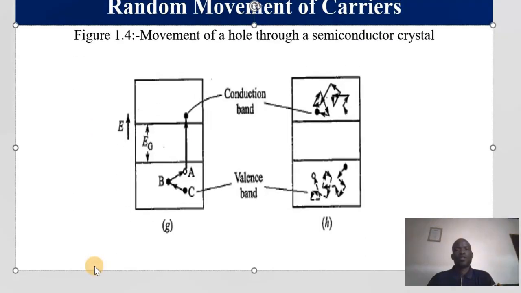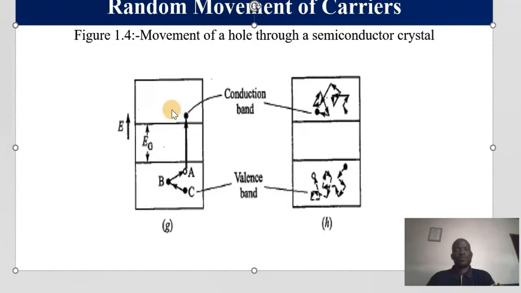More on haphazard movement. From the slide, you can see that the electron has moved from C to A, then to B, then from B it has gone to A. This is an illustration of random movement. Then it has acquired enough energy that is greater than the energy gap. So this is the valence band. So it has now acquired more energy than Eg, which is the energy gap. So it has jumped from the valence band to the conduction band.